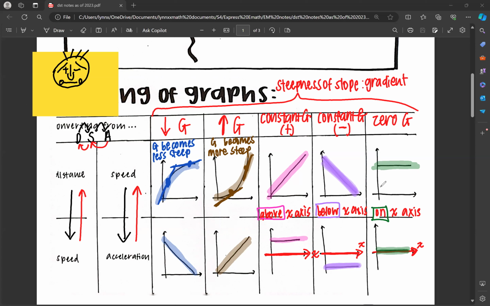The next page is which one? Is this the next page, or this? Distance time. Oh, distance time. Thank you. All right. So right now, let's analyze some graphs together. I'm going to teach you the last two notes and then we are done for today. Then next week, we're going to apply all this into exam questions.